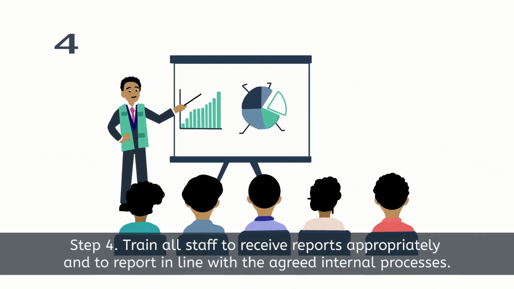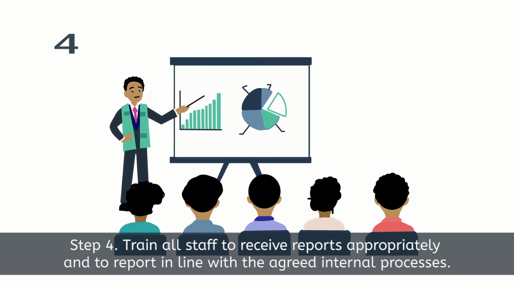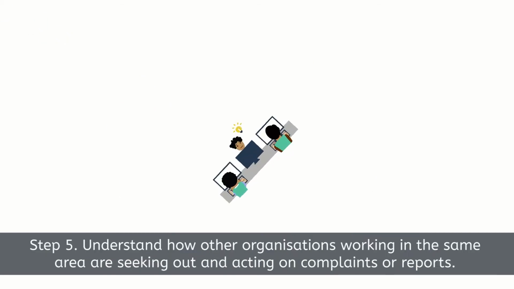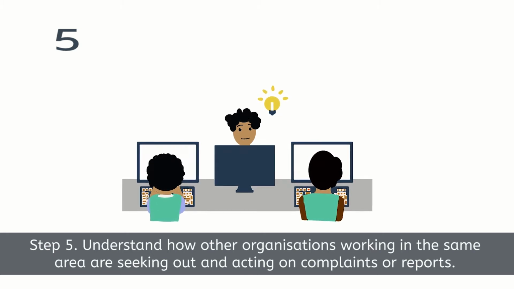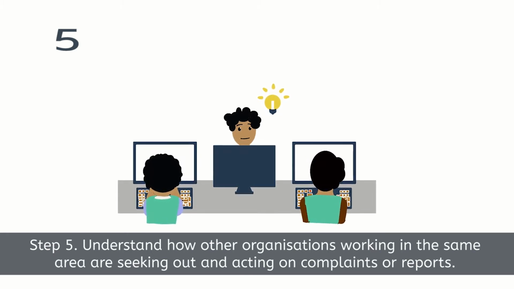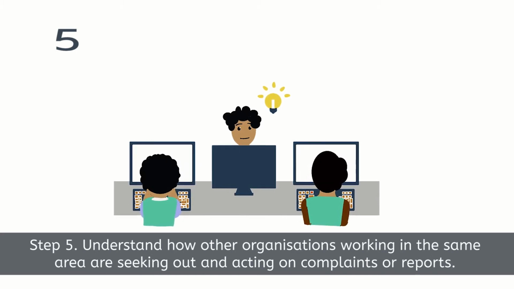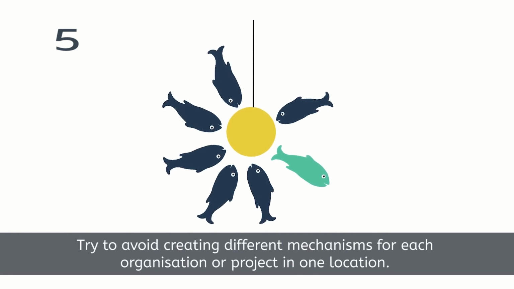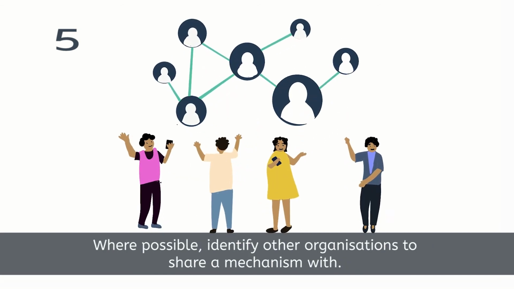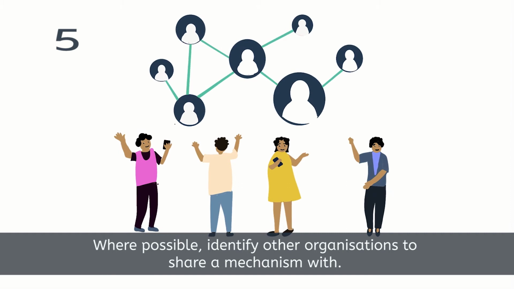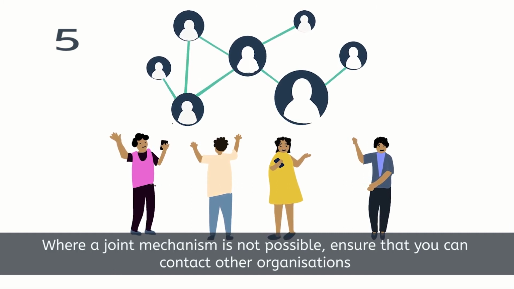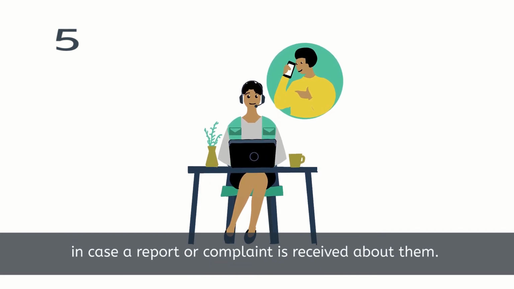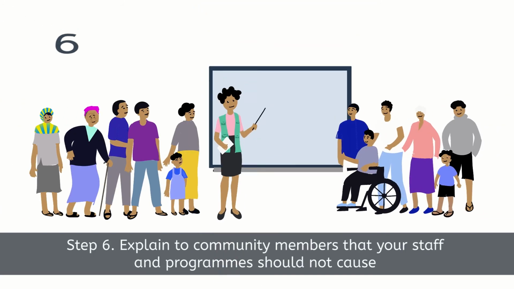Step 4. Train all staff to receive reports appropriately and to report in line with the agreed internal processes. Step 5. Understand how other organizations working in the same area are seeking out and acting on complaints and reports. Try to avoid creating different mechanisms for each organization or project in one location. Where possible, identify other organizations to share a mechanism with. Where a joint mechanism is not possible, ensure that you can contact other organizations in case a report or complaint is received about them.